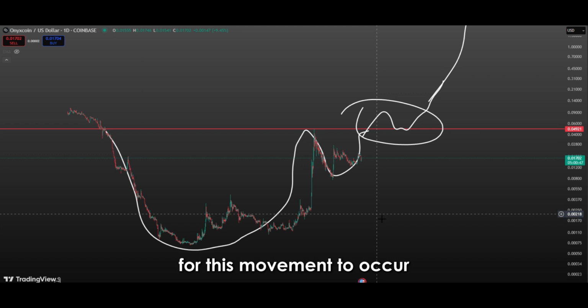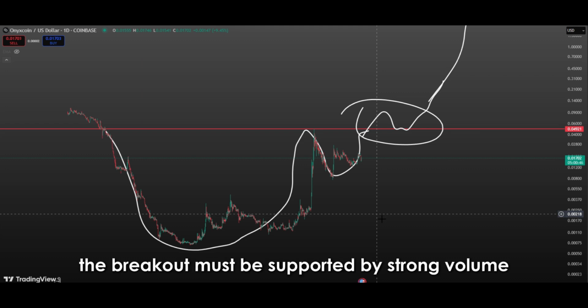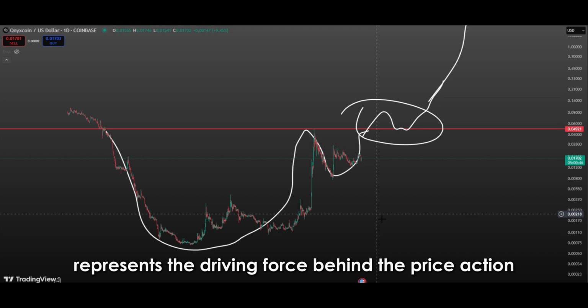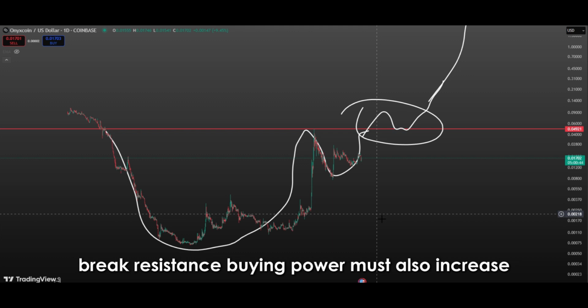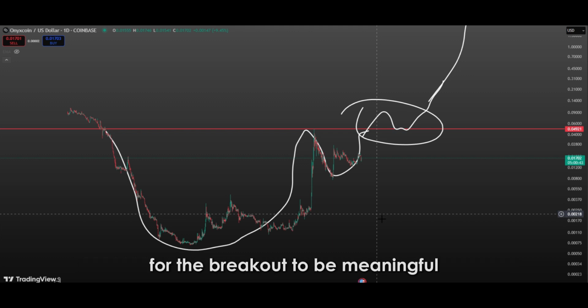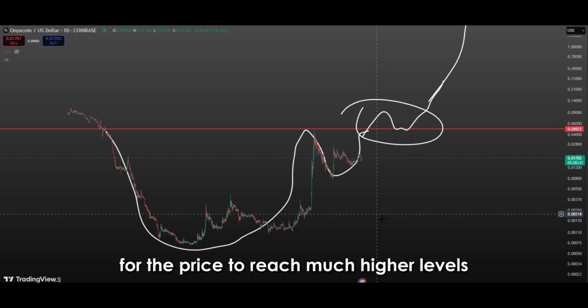For this movement to occur, the breakout must be supported by strong volume. Volume represents the driving force behind the price action. In other words, it's not enough for the price to merely break resistance. Buying power must also increase for the breakout to be meaningful. If these conditions are met, it becomes technically likely for the price to reach much higher levels.